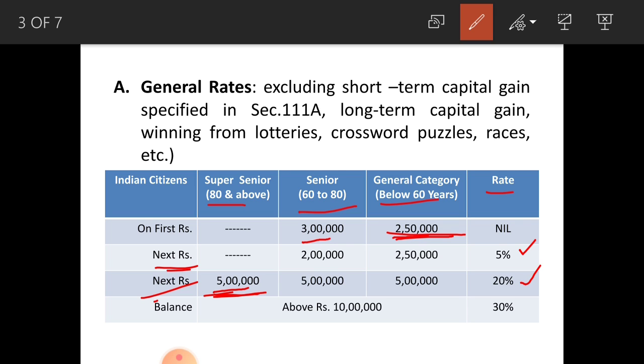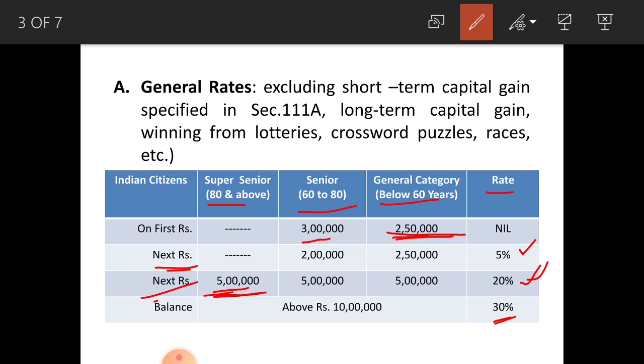If their income is above 5 lakhs and below 10 lakhs, that is taxable at the rate of 20%. And in case of general category, that is below 60 years, 5 lakhs to 10 lakhs is taxable at the rate of 20%. It is same for senior citizens and general category, that is 5 lakhs to 10 lakhs taxable at the rate of 20%. And on balance, that is above 10 lakhs, taxable at the rate of 30%.